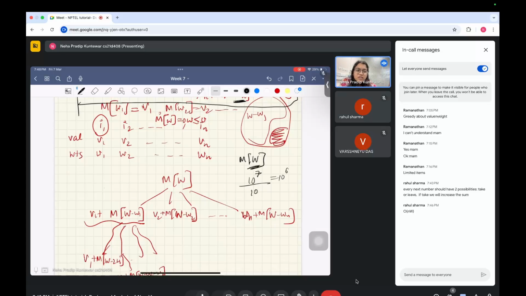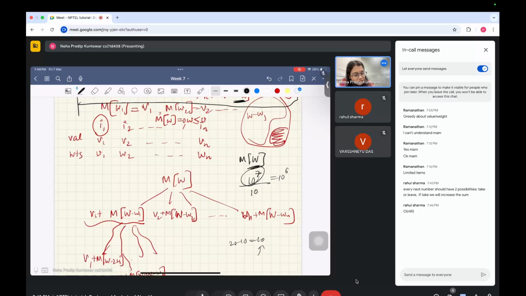If the weight was very small, if I just have to make 20 rupees, I would just take my 10 rupee coin, then I have a remaining weight of 20 minus 10, which is 10. I'll take another 10 rupee coin and I'll be done. This just stops in 2 steps. But if the value is very large, I have to keep on doing this again and again.